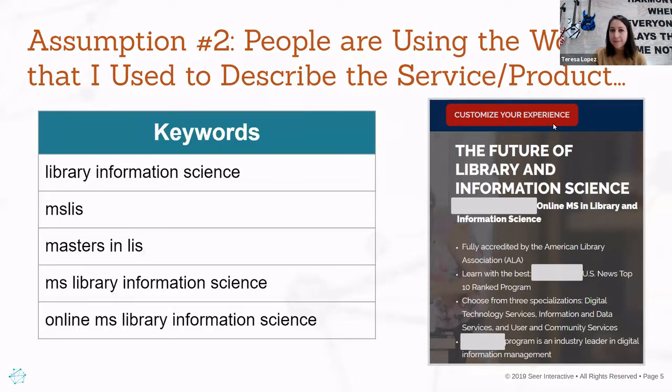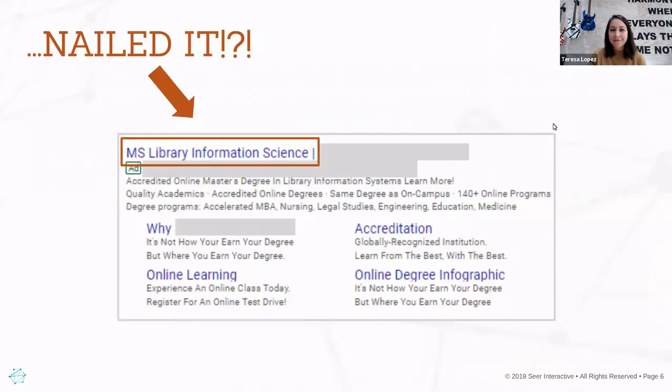So if you're just reading this, you're probably feeling pretty good, which then would lead you to assumption number two, which is that people are using the words that you use to describe the product or service that the landing page is about. So you might come up with keywords like library information science or masters in LIS, which is the acronym for library information science. Obviously, those keywords are relevant to the program that we're trying to promote here, and they align to the landing page. So all things are good so far.